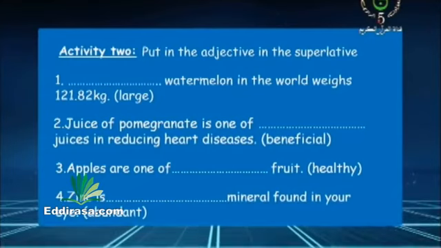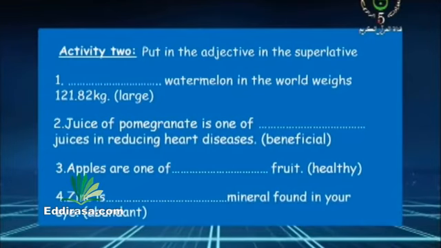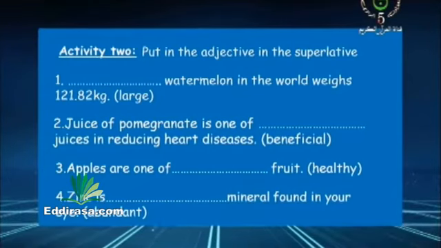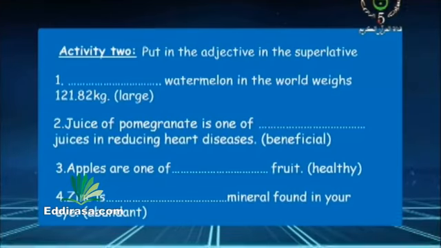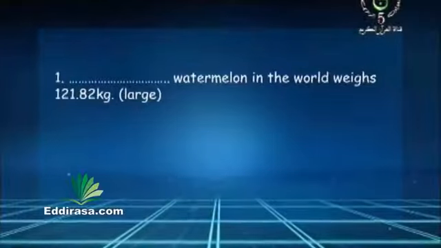Number 4, zinc is mineral found in your eye. The adjective is abundant. So be careful when you put those different adjectives in the superlative form, and remember the rules you saw and practiced in the class with your teachers. Okay, shall we check the answers, Mr. Zian? Okay, let's check your answers now.